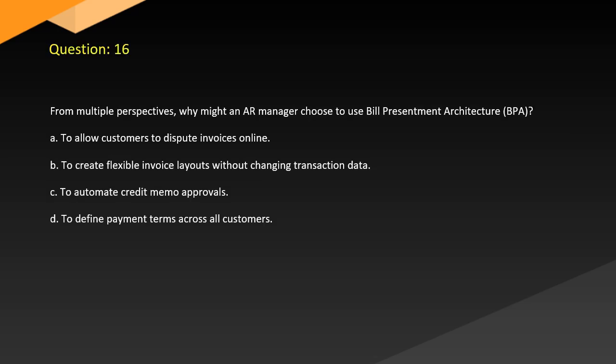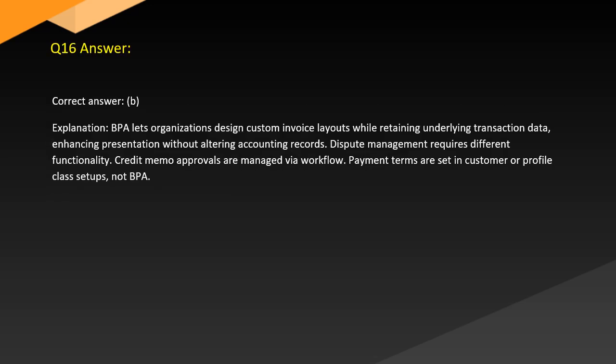Question 16. From multiple perspectives, why might an AR manager choose to use bill presentment architecture (BPA)? A. To allow customers to dispute invoices online. B. To create flexible invoice layouts without changing transaction data. C. To automate credit memo approvals. D. To define payment terms across all customers. Answer. Correct answer. B. Explanation.